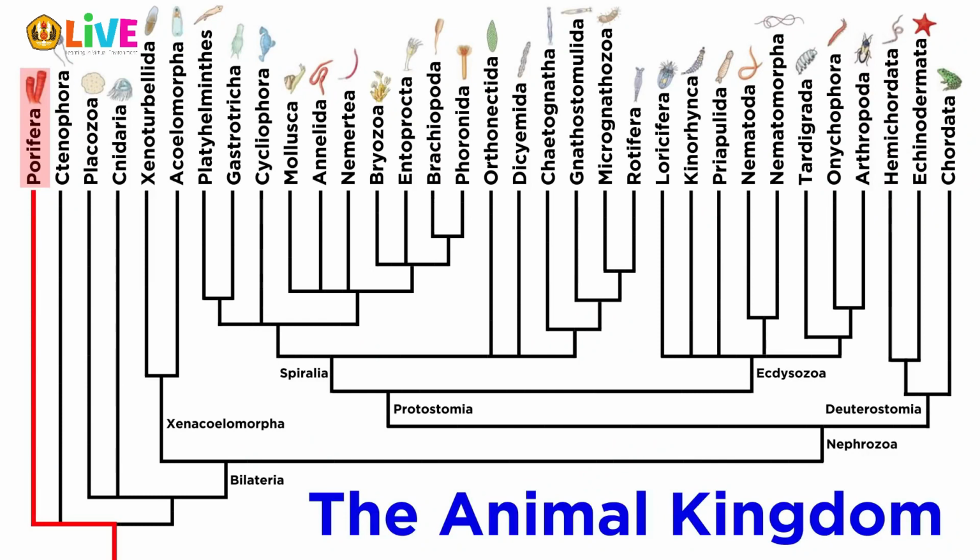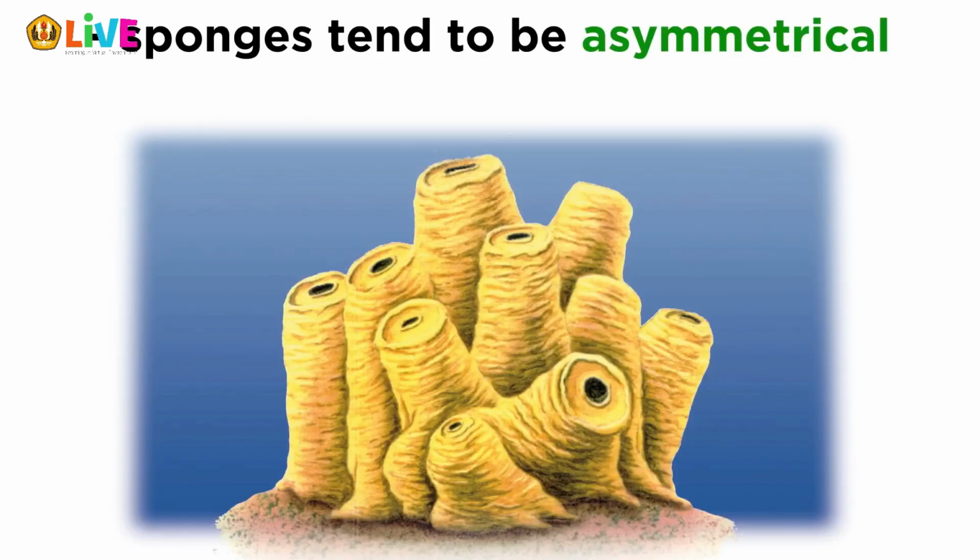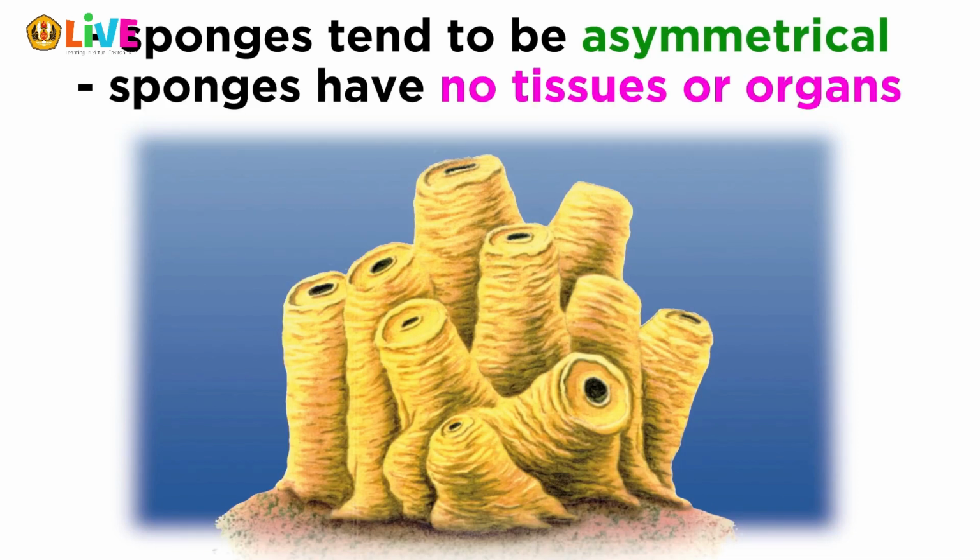Sponges are members of Phylum Porifera. The name Porifera means pore bearer, which is very fitting for sponges since they're full of pores, or ostia. Tiny little holes cover their bodies, but this isn't the only unique aspect of sponges. Not only are sponges almost all asymmetrical, with just a few exhibiting radial symmetry, but their cells do not organize into tissues or organs. They don't even have a mouth or anus, so there is no digestive tract.